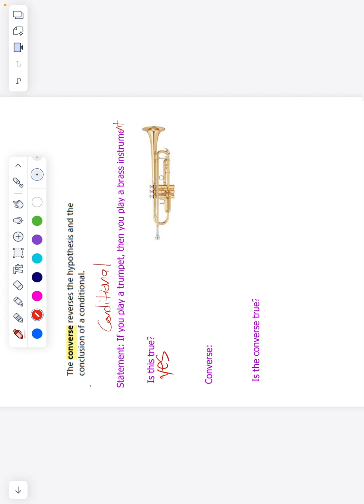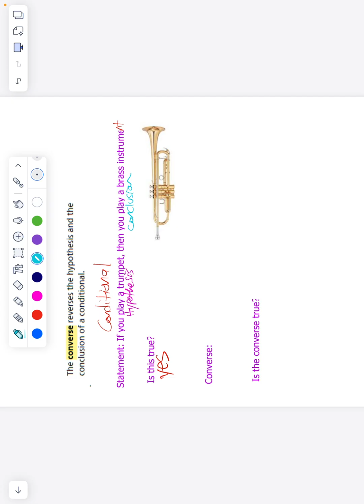When we write a converse, and coming up we're going to depend on these converse statements pretty heavily, probably Wednesday, all we do is reverse the two pieces. So this says if you play a trumpet, that is the hypothesis of this statement. It's the condition that must be met. And then the second part is the conclusion. That's what happens if you meet it. All we do is reverse those for a conditional.